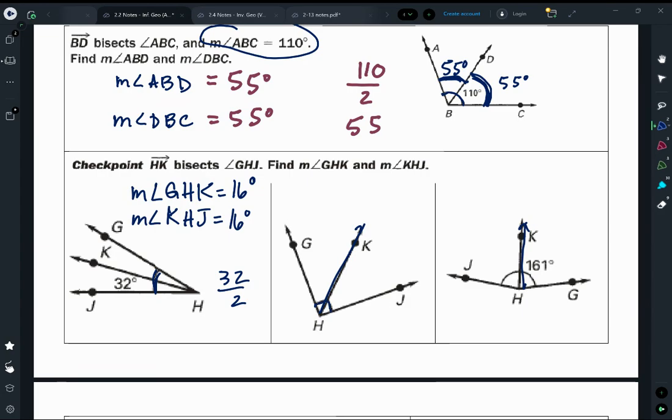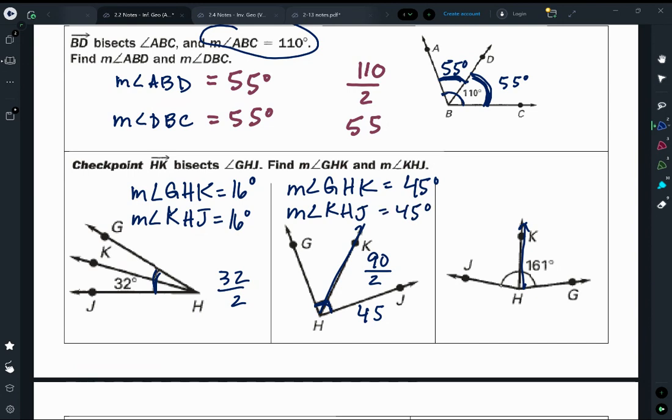We have a 90-degree angle in the corner. So the two of them together are 90. 90 divided by 2 is 45. So measure of angle GHK is 45 degrees. And measure of angle KHJ is 45 degrees.